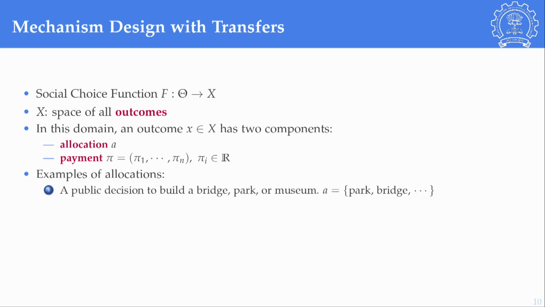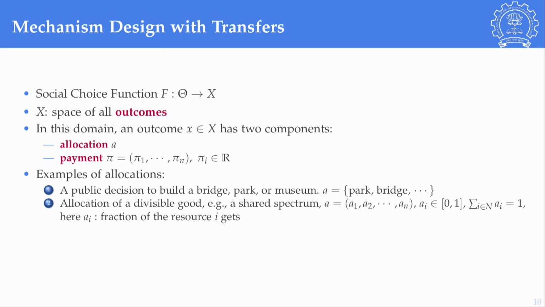Now, what are the allocations? This is the example where you have the choice in the public project problem that you can build a bridge, park, or a museum. So, your allocations can be one of these outcomes. Tomorrow when we discuss this, we can also have a mixture or a probabilistic choice between these, but for today let us assume this is a deterministic choice: either you choose a park or a bridge, not a mixture.